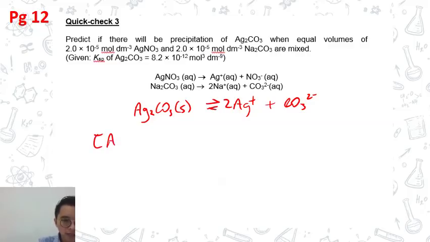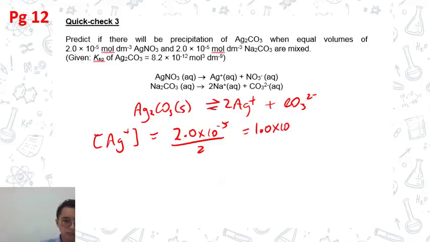After you add in, Ag+ concentration would be half, because you are mixing in two equal volumes, so immediately the concentration will be halved. It will be 2.0 times 10 to the power minus 5 over 2, which will be 1.0 times 10 to the power minus 5. CO3 2 minus will be halved as well.